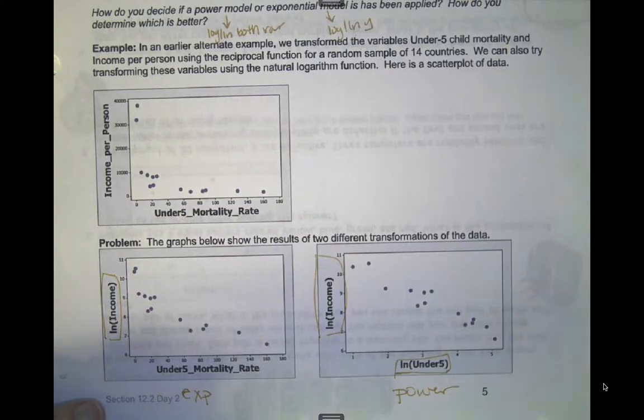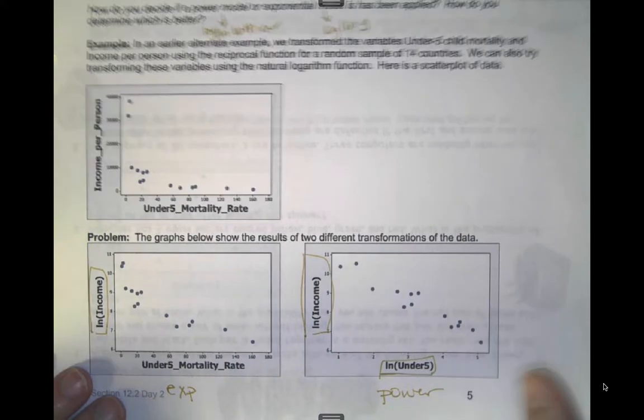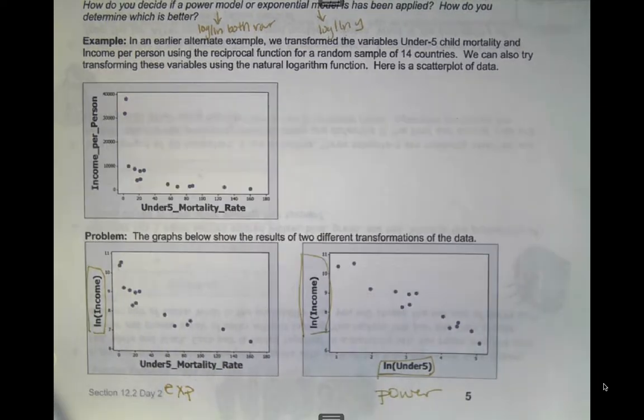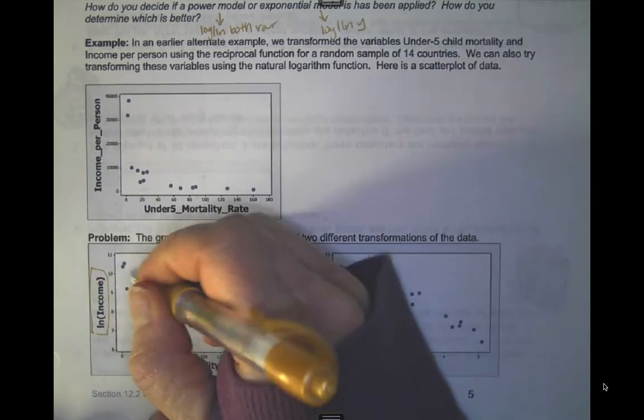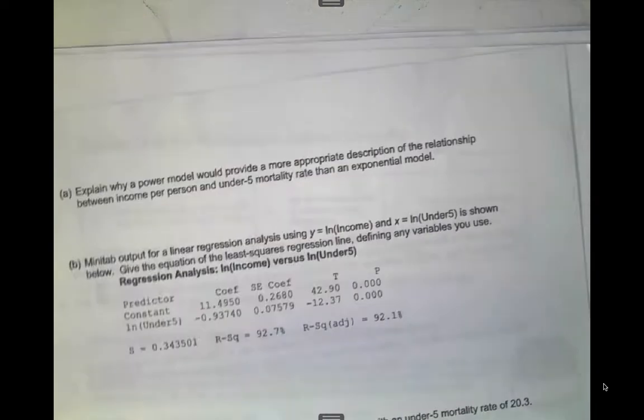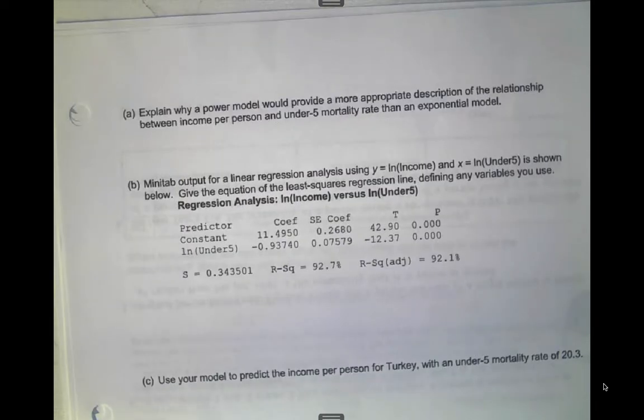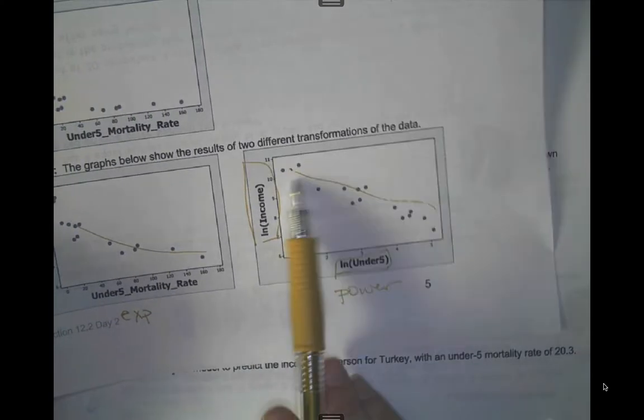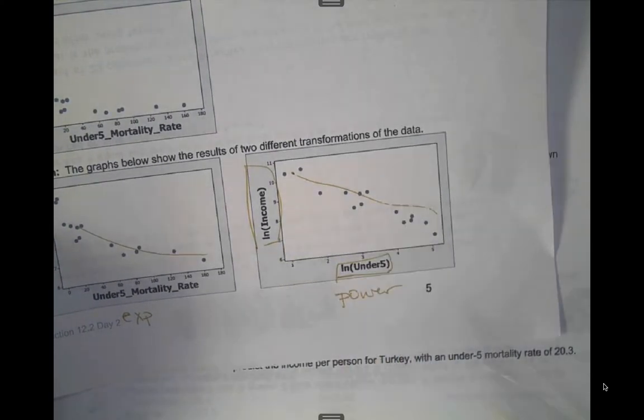So then when it asks me on the next page which one looks a little bit better, I mean, they're both pretty good. If I had to pick between the two of them, I'd probably pick this one. This one looks a little bit straighter. All right, so the next page does say, explain why a power model would provide a more appropriate description of the relationship between income per person and under 5 mortality rate. And again, right here, because that scatter plot is showing a strong linear relationship.